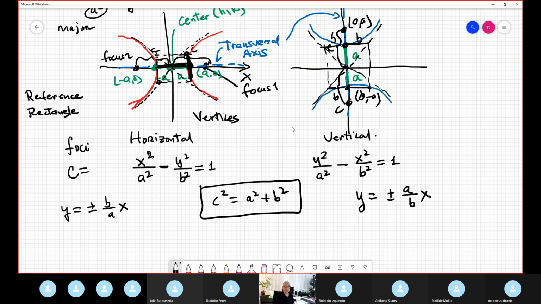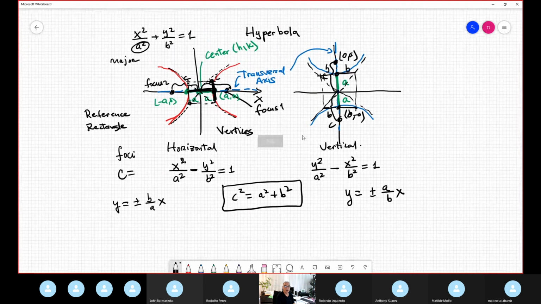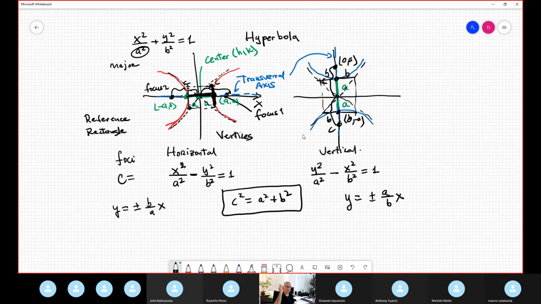Okay, important. What kind of hyperbola? Depending on who is positive, who is negative. It's easy. Okay? If the X is positive, the transversal axis lies on the X axis, therefore it is horizontal. Well, we continue next time.